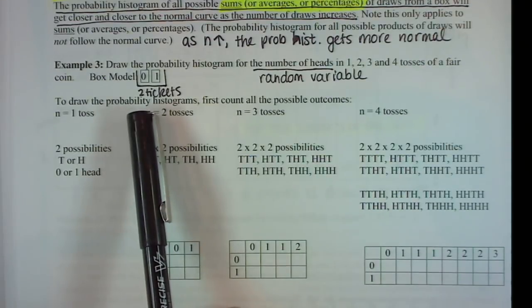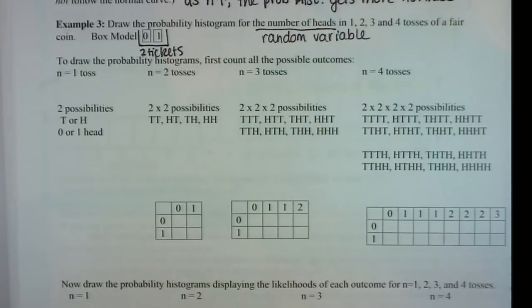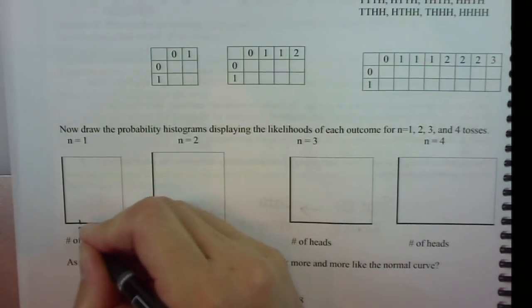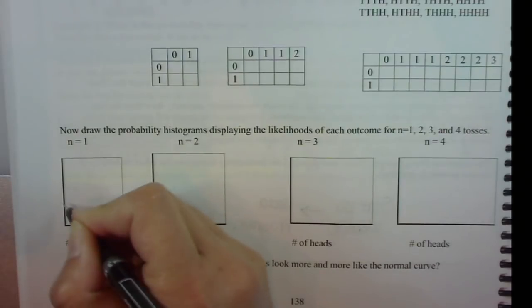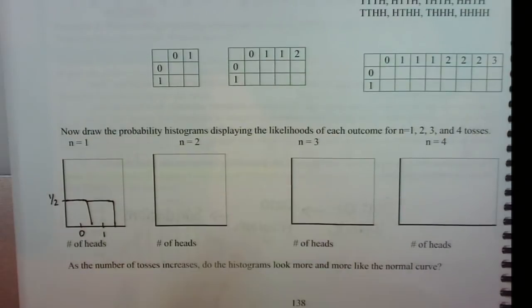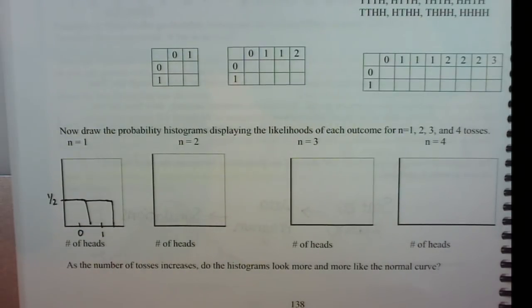So I can easily do this for one toss, right? If I toss a coin once, I can either get 1 head or 0 heads, head or tail. So for my probability histogram for one toss, down here, the number of heads, I can either get 0 or 1. And both of these have a probability of 1/2, right? So here is my probability histogram. It looks kind of boring, nothing too crazy. There's 2 options. Each of them have 1/2 probability.